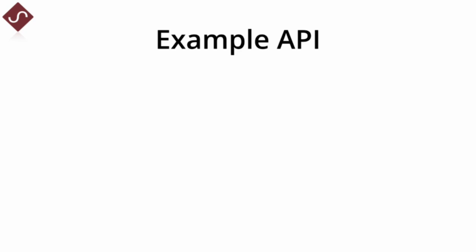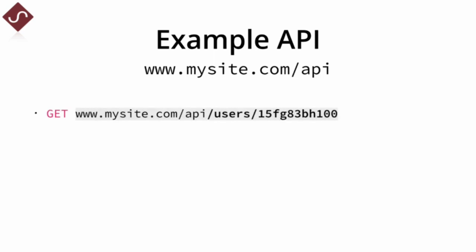Let's look at an example API. Let's say you've got this API living on this website, www.mysite.com/API. And now your applications are going to interact with this API, this website, requesting or sending data, and then the API is going to do the interaction with the database. One example of a request for data, where you would ask the API to get something from the database, is just that, get, and then the API address.